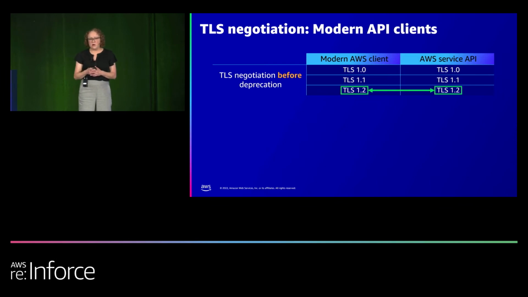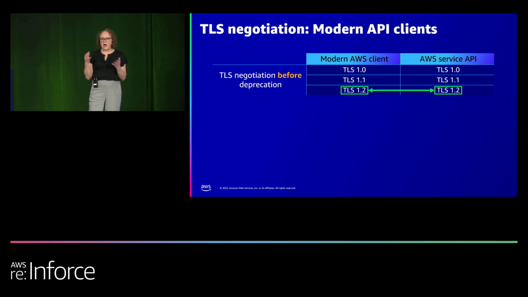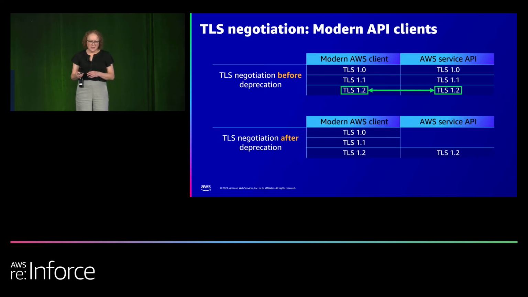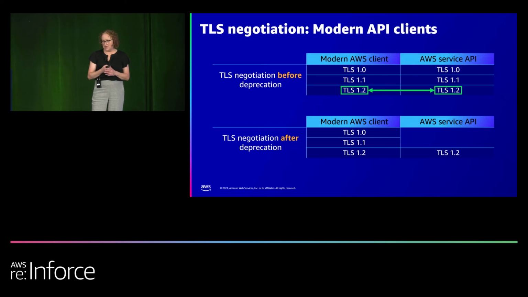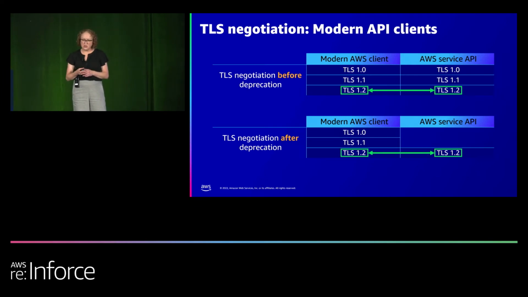So by default, our services will select the highest mutually supported version. And this is where I go back to saying now you can control the TLS. As long as your client supports TLS 1.2, TLS 1.2 will be used for that connection. After deprecation, you have not changed anything in your client here. We have removed 1.0 and 1.1. We've got a modern client. So great, successful TLS 1.2 connection happens again.